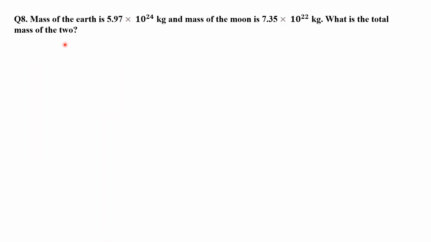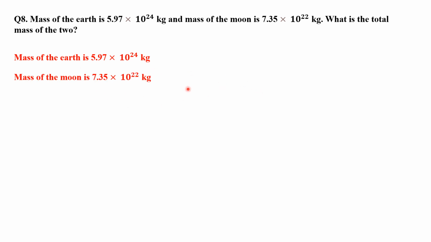Now question number 8. Mass of the Earth is 5.97 into 10 raised to the power 24 kg and mass of the Moon is 7.35 into 10 to the power 22 kg. What is the total mass of the two? If we have to find the total mass, we have to add both the masses, right? Mass of the Earth is given as this, mass of the Moon is given as this. If the power of 10 were the same in both, then my work would be easier. I would have just added the decimal part and 10 to the power 22 would be common for both, right? But it is not the same.